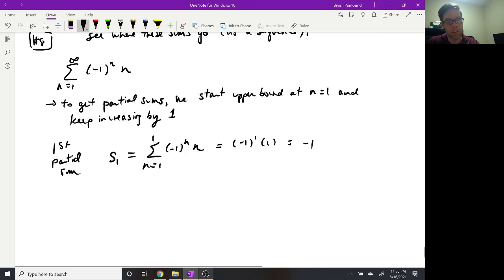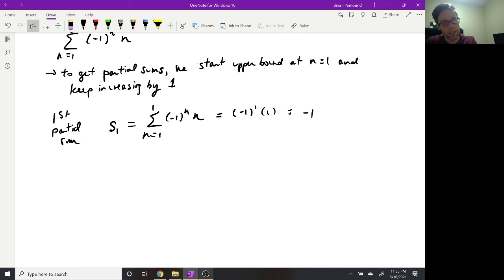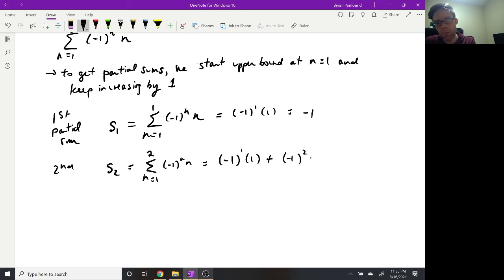Okay, so our first partial sum is -1, and our second, we call this S2. That's the typical notation we use. And for S2, we're going to increase that upper bound by 1. In other words, we're going to take this first term that we got, and add to it one more term. We know that this first term is -1, and we're going to add to that -1 squared times 2, so we're going to add 2 to that, and that's going to give us 2 minus 1, which is +1.